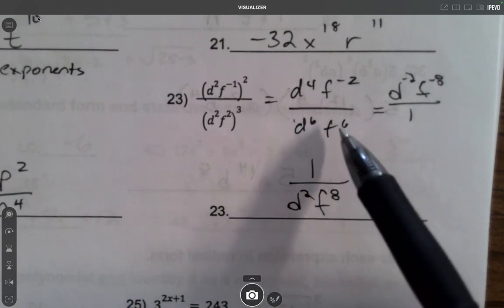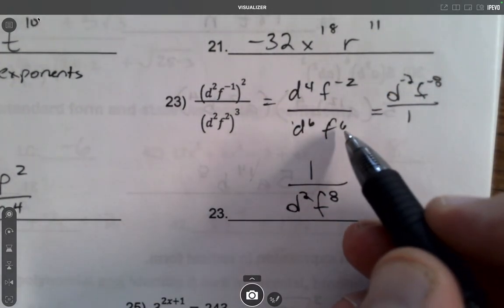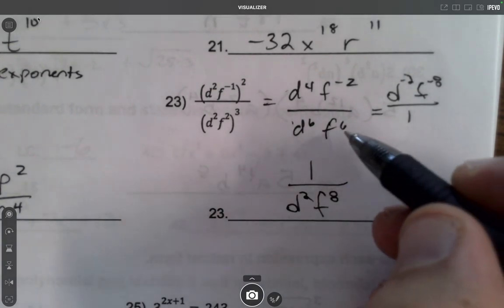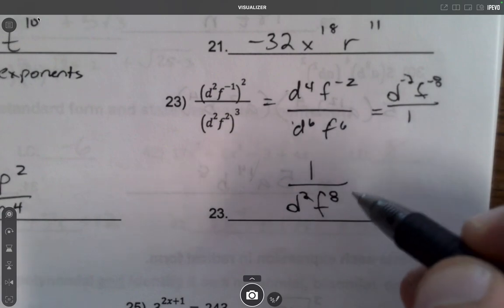Same with the f's. I look at which one has a bigger exponent. It's got to be the one on the bottom here. That's a positive 6 versus a negative 2. So I'll start here and say 6 minus negative 2, which is the same as plus 2, which gives us 8.